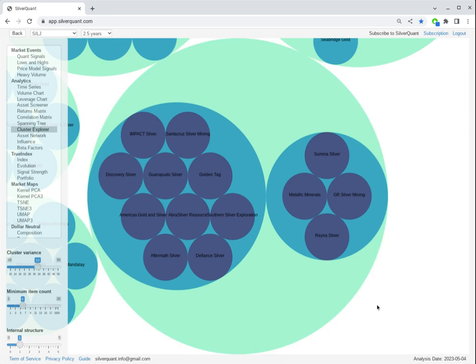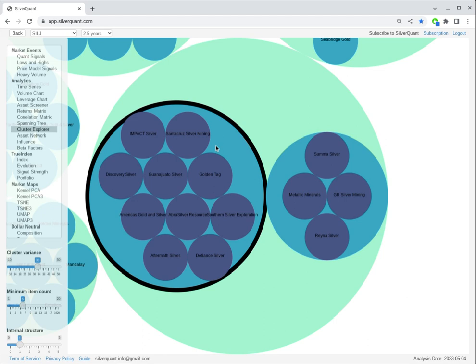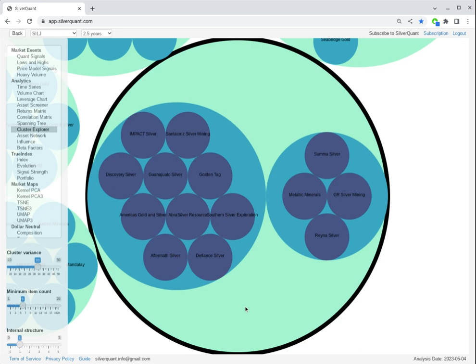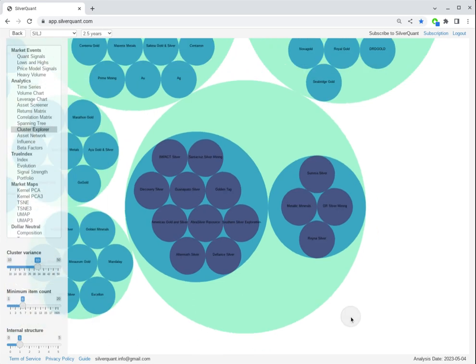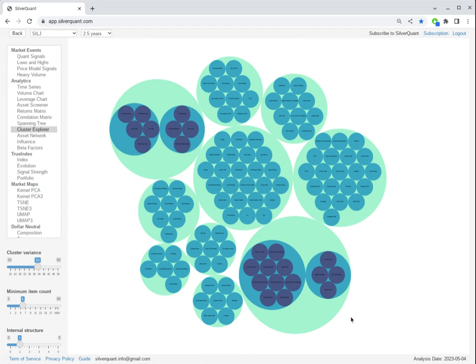And this clustering, some are not here, but this particular cluster appears throughout SilverQuant in a variety of different other analyses. And I think that that's an important part of data analysis, is looking at the data from a variety of different angles, which when all combined together gives you a more complete picture of the market. Okay, that's it for this quick walkthrough of the Cluster Explorer.